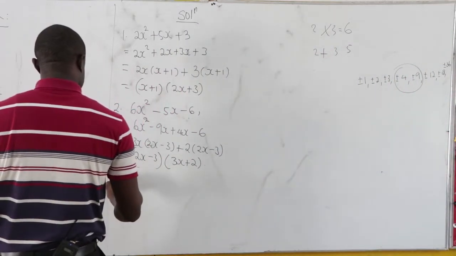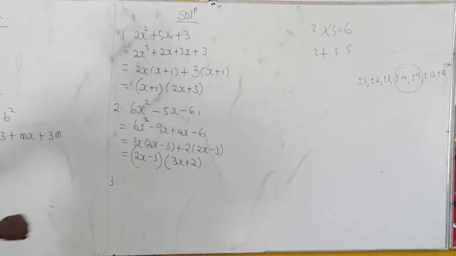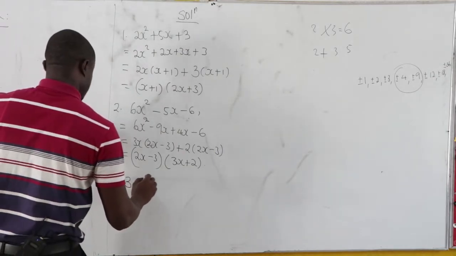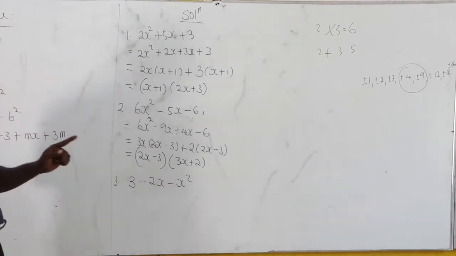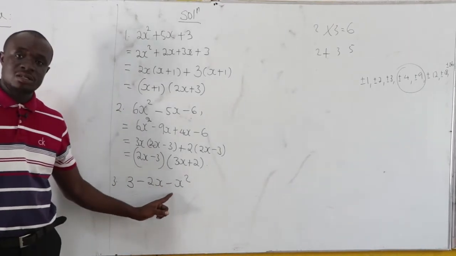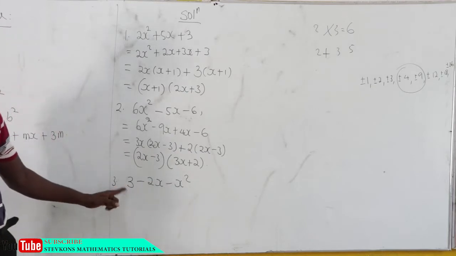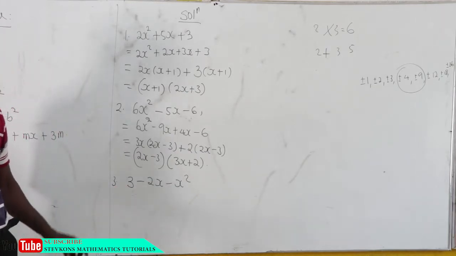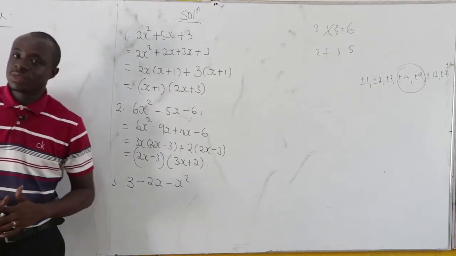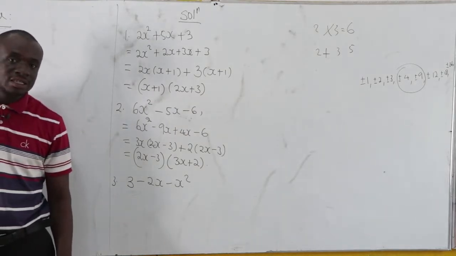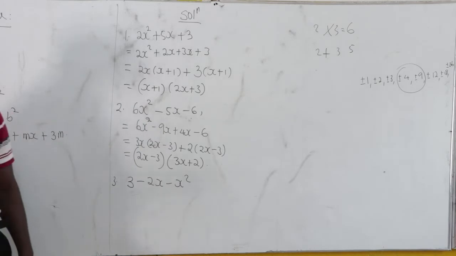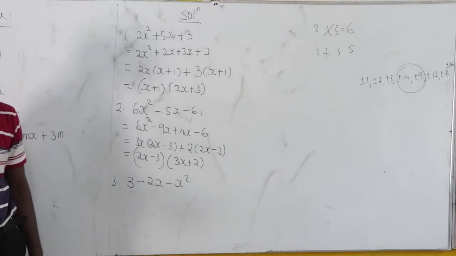Now let's see the third one. In this case, we have 3 minus 2x minus x squared. In this case, the coefficient of x squared is negative 1. So negative 1 times 3 is negative 3. So two numbers when you multiply, we get negative 3, but when you add, we get negative 2. And clearly this is negative 3 and then positive 1.